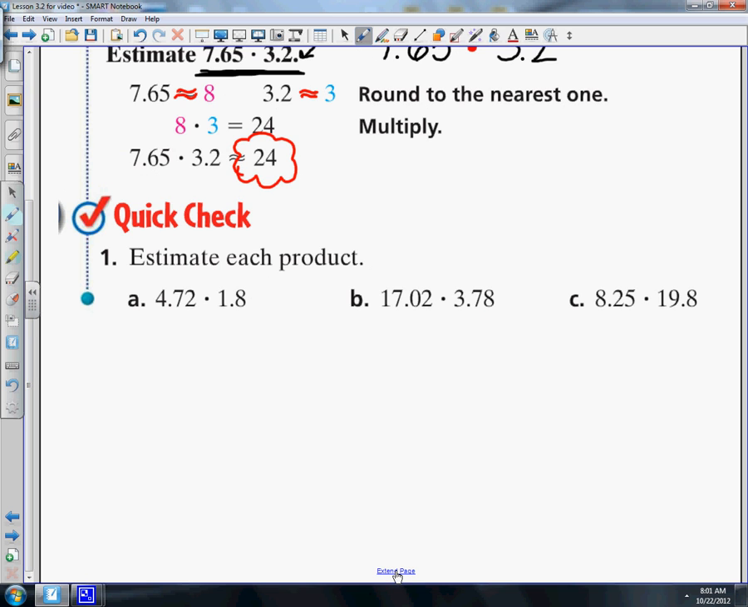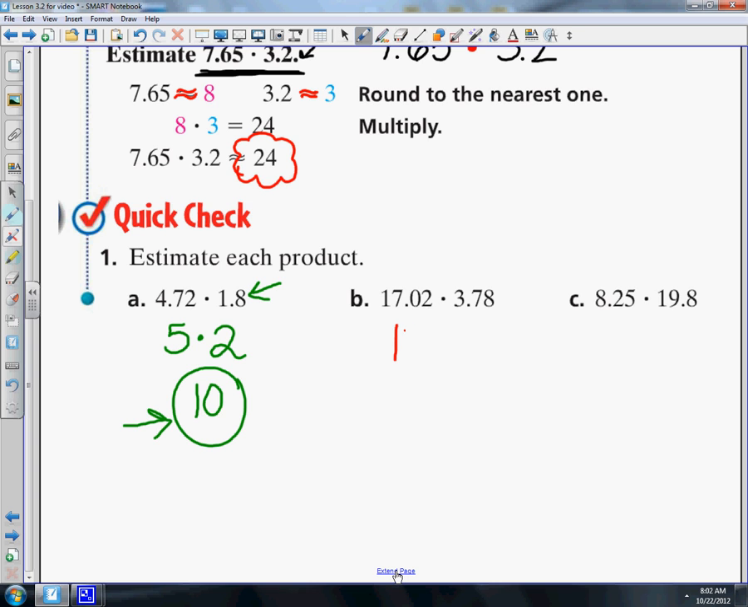All right, so 4.72, I'm going to approximate that to be 5, times 1.8, which is 2. So 5 times 2 is 10. This comes in handy when, let's say you actually had to do this problem and you messed up somewhere and got 1.2 as your answer. Well, you should know that it's approximately 10, so my answer is way off. That's what you should be doing in your head to double check yourself.